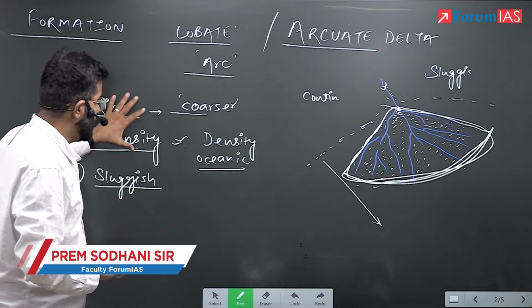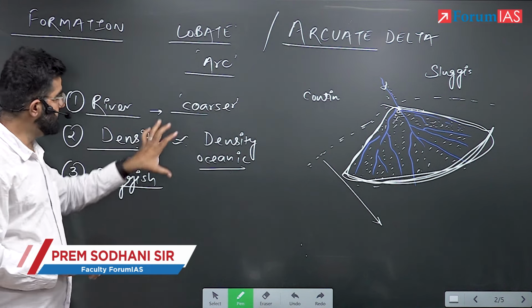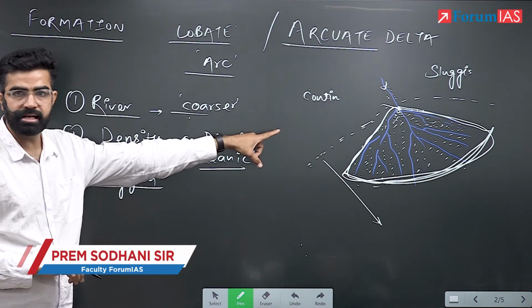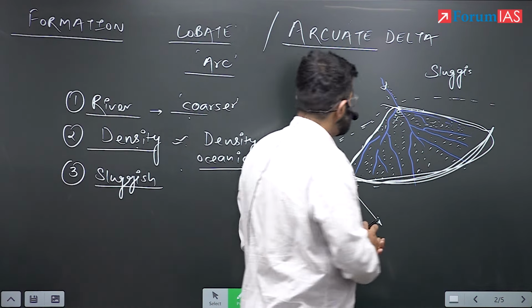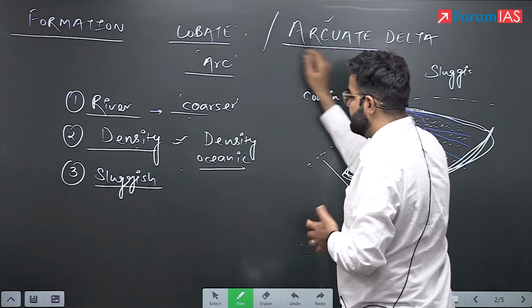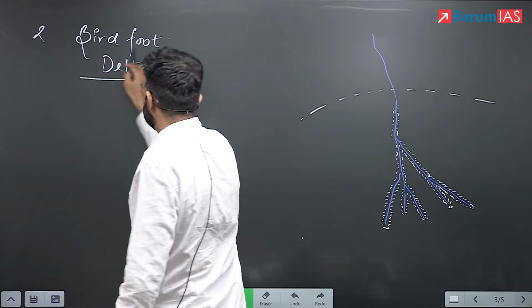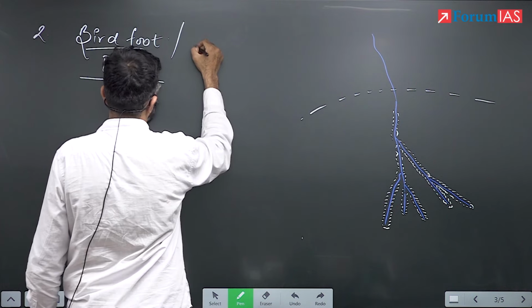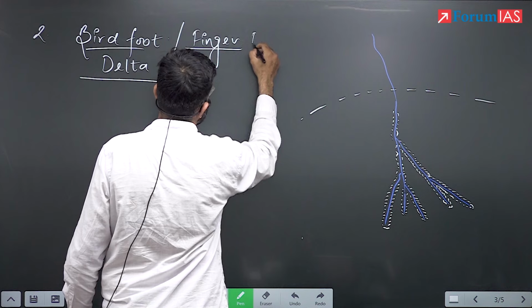Okay. Here, what is important? The important thing is these conditions. If these conditions are met, often you will see this type of delta is going to be formed. Now, another type of delta comes in. These are the various names of the same delta. Okay. The second type of delta is the very famous bird foot delta. Often the second name of this delta is also finger shaped delta.